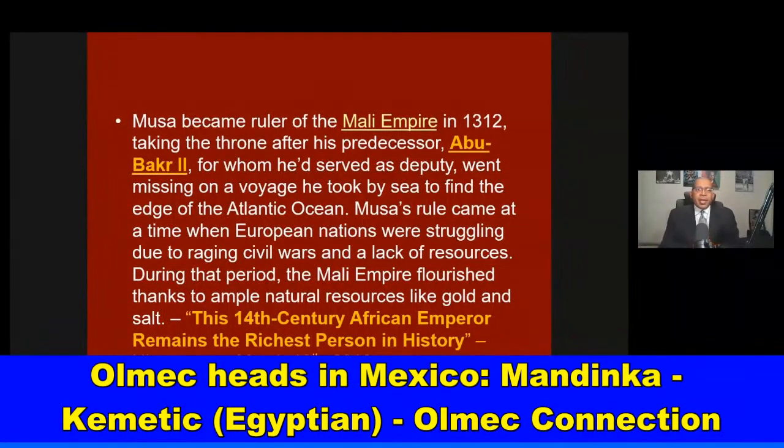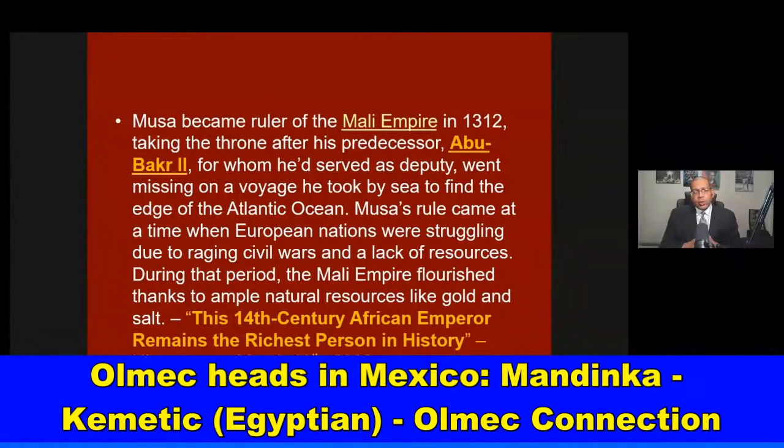Mansa Musa became ruler of the Mali Empire in 1312 Common Era, or AD, taking the throne after his predecessor, Abu Bakr II, for whom he'd served as deputy, went missing on a voyage he took by sea to find the edge of the Atlantic Ocean. Mansa Musa's rule came at a time. Now, this is extremely important right here.